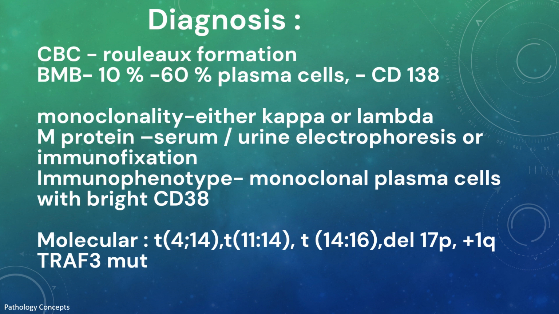Molecular translocations can be seen, such as translocation 4;14, 11;14, 14;16, deletion of 17p, gains or amplification of 1q. TRAF3 mutations may be seen in ultra high risk smoldering multiple myeloma.